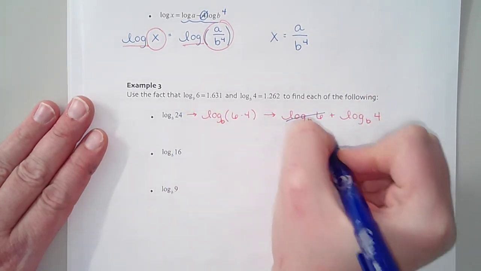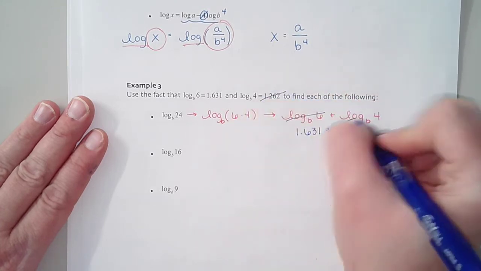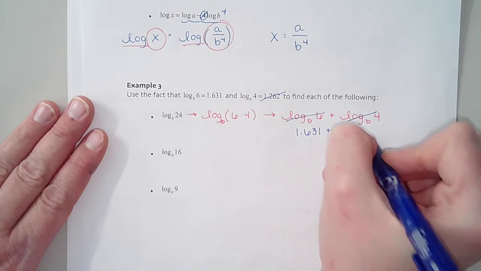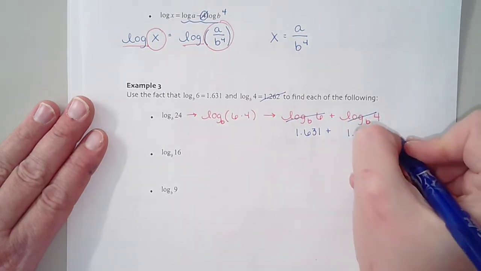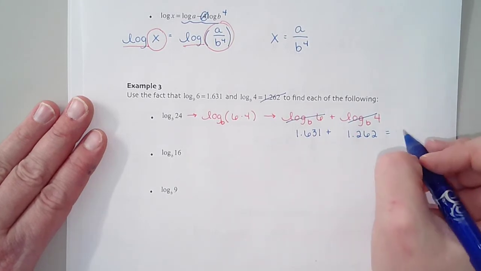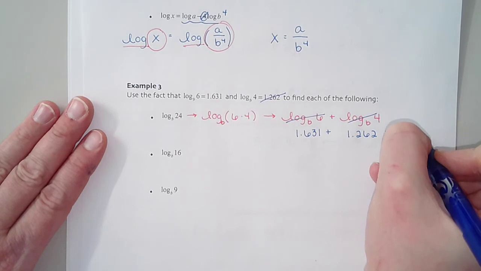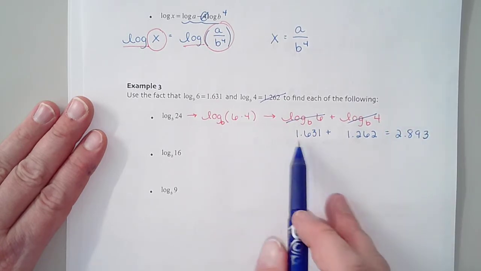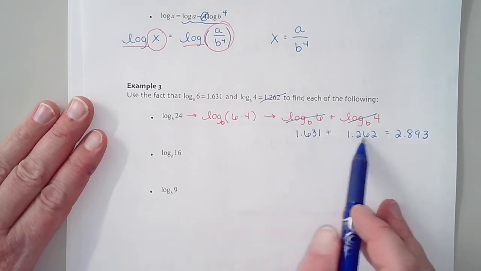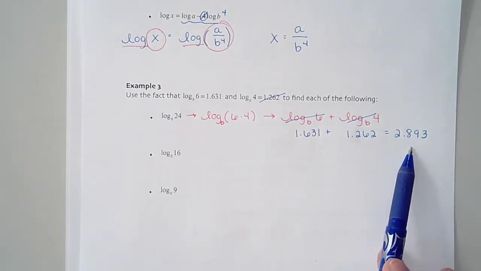1.631, and this one is 1.262. And so really all I'm doing is adding these two decimals together. And that's going to give me 2.893. I hope I got that right. Yeah, that should be right. So this here would be your answer.